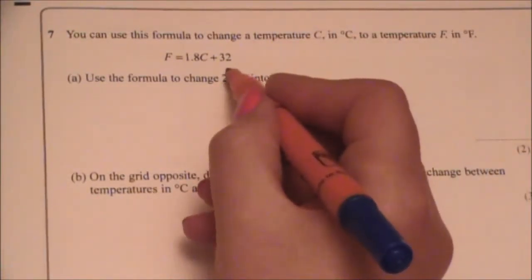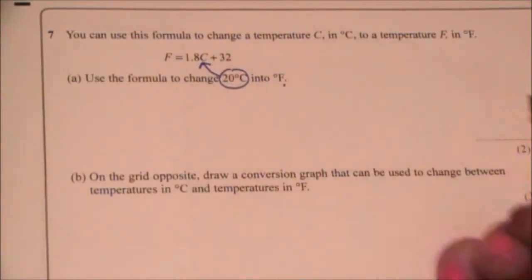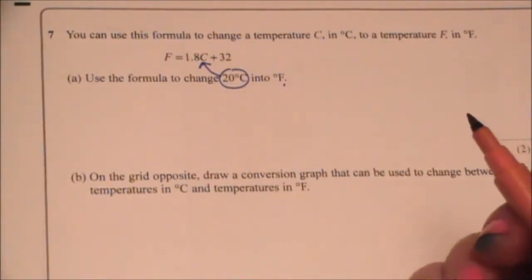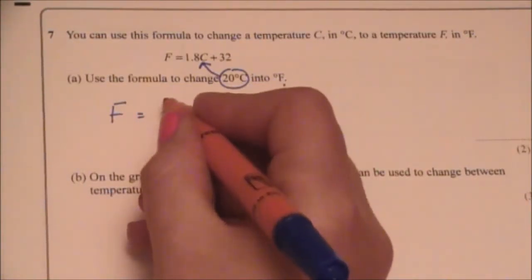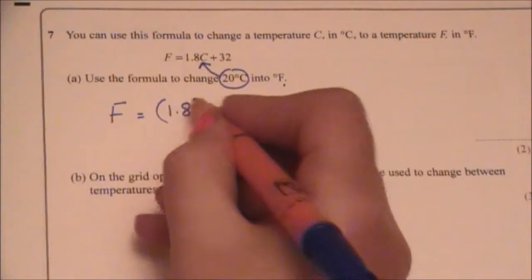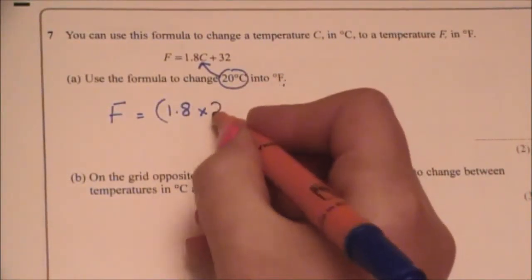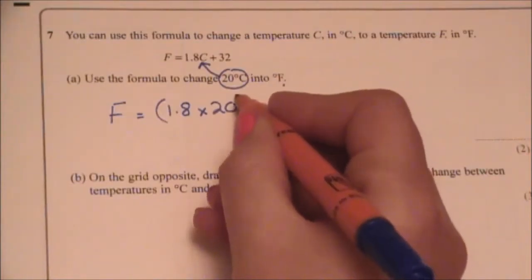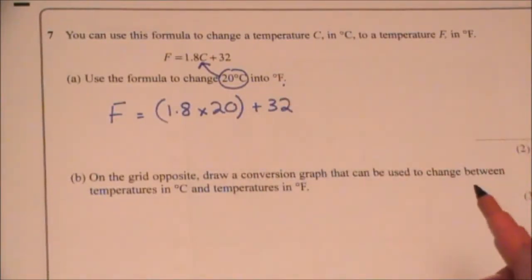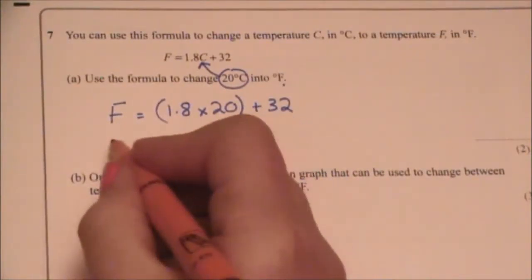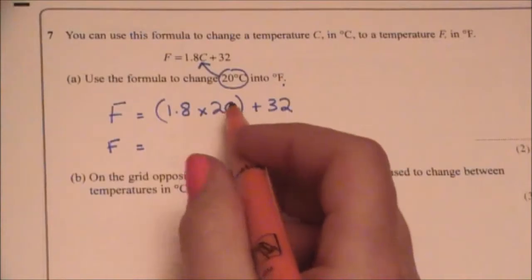So I know, because they've given me a centigrade amount, I need to substitute that in instead of the C. So my Fahrenheit equals, and because this is a multiplication, I'm going to put it in a bracket. It's 1.8 times C, and we know C to be 20 degrees centigrade. And then once I've done that, I add the 32 on the end. So Fahrenheit actually equals 1.8 times 20.